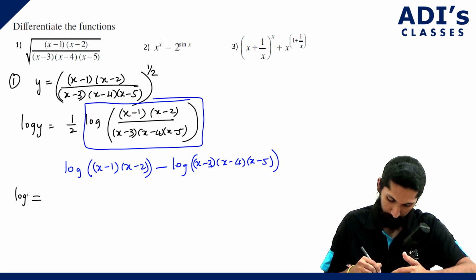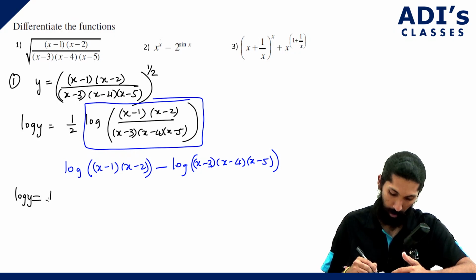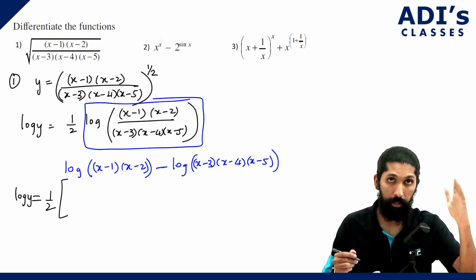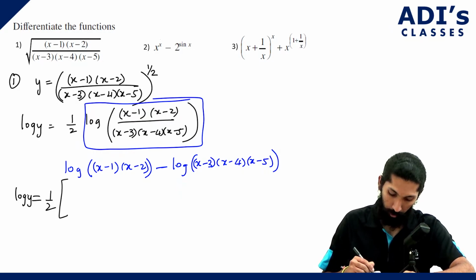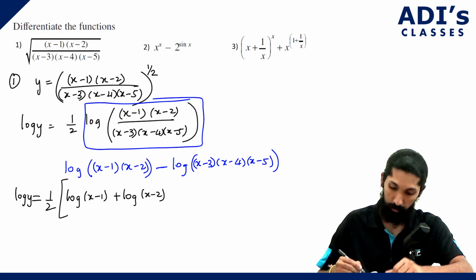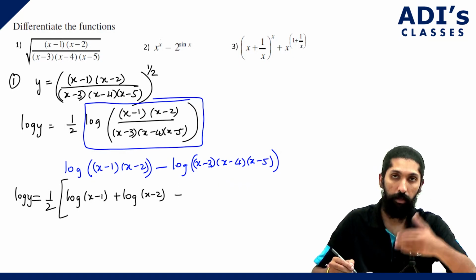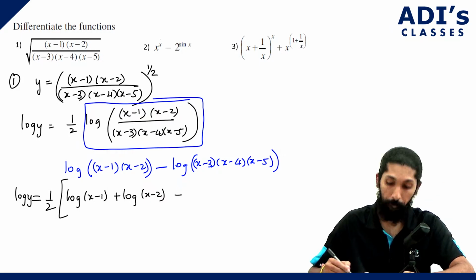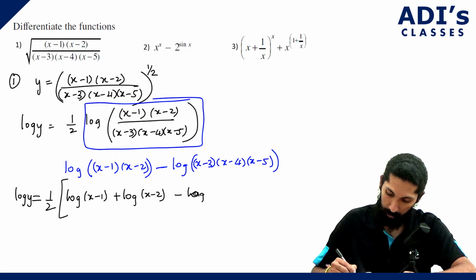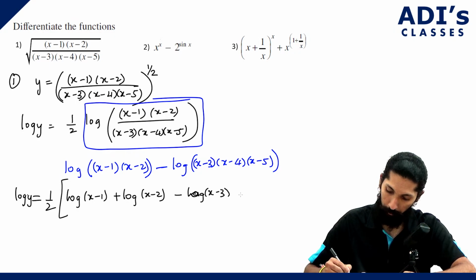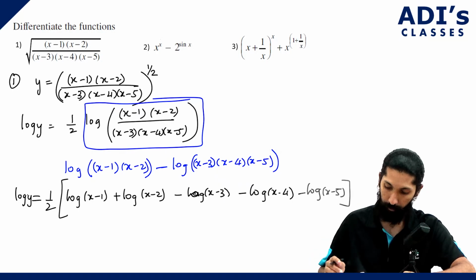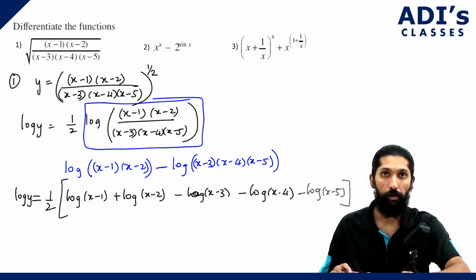Log y is equal to half into, open the biggest bracket ever, log of (x minus 1) plus log of (x minus 2), minus of, here also you have to apply the same logic, isn't it? Log of (x minus 3) minus log of (x minus 4) minus log of (x minus 5). This is the whole thing, right?